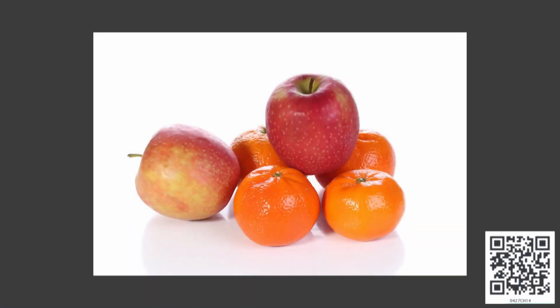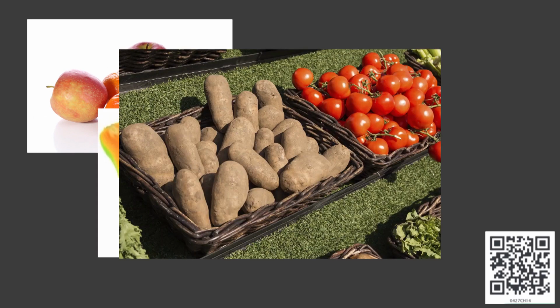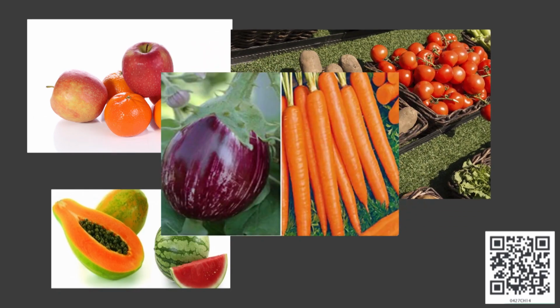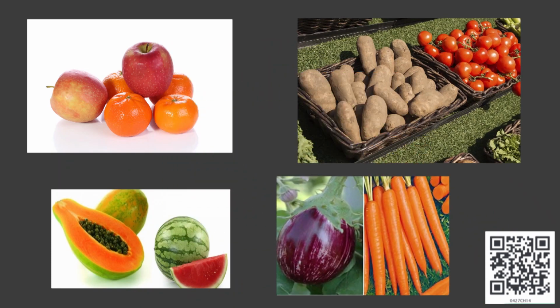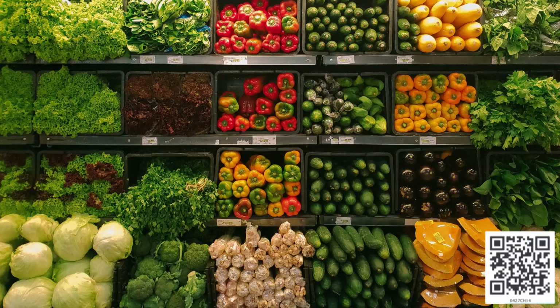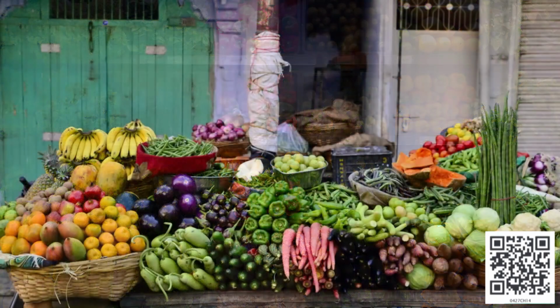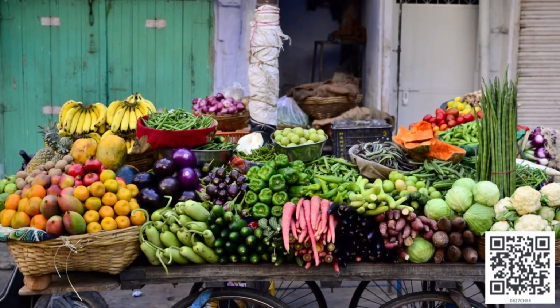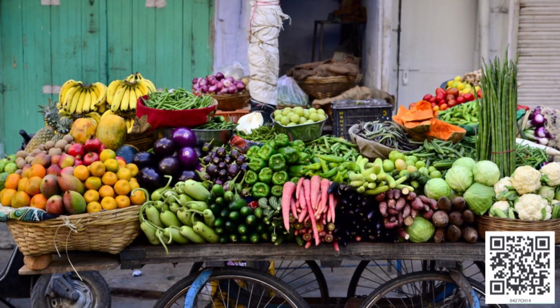Apple and orange. Papaya and watermelon. Tomatoes and potatoes. Carrot and brinjal. Where do we buy these vegetables from? Market. Shopping mall. Vegetable vendor who comes to the street.